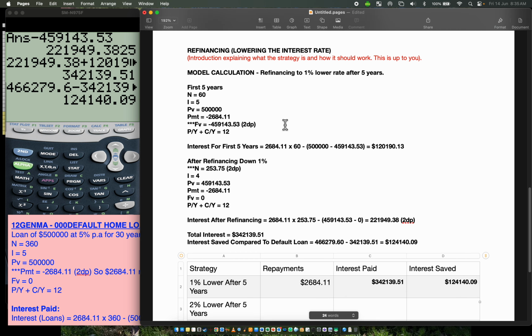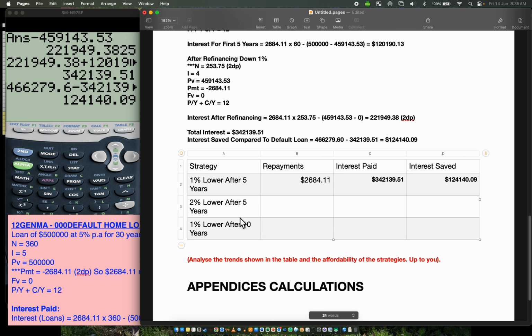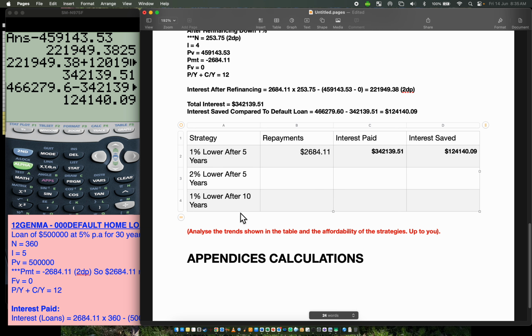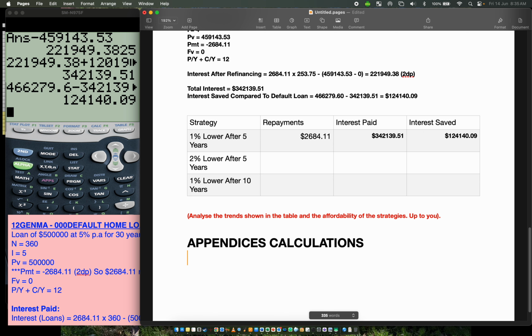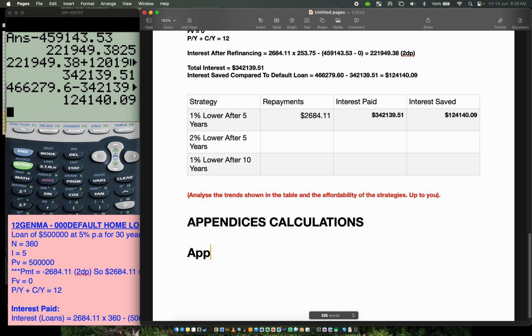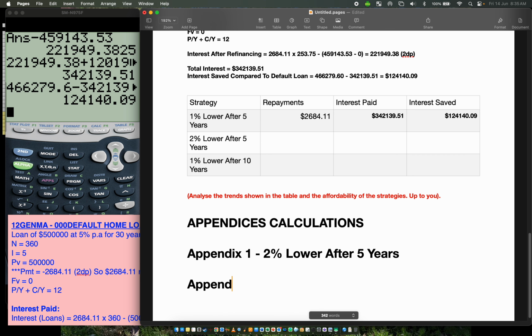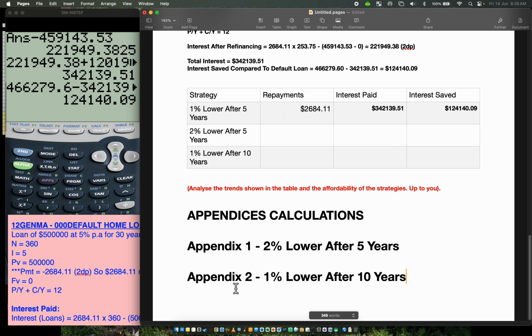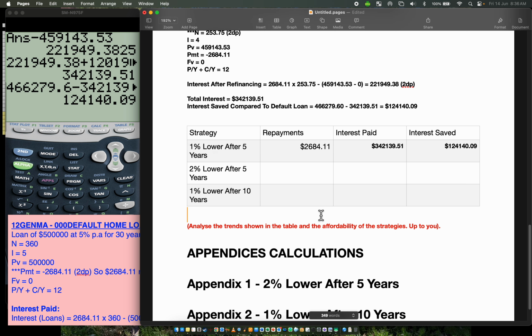Where do I do the maths? Because this is my model calculation here. Where do I do the maths for the 2% lower after 5 years and the 1% lower after 10 years? They would go in the appendices. Okay? So, Appendix 1, 2% lower after 5 years. Do the TVM solver and all the interest calculations there. Appendix 2, 1% lower after 10 years. Do all the maths underneath there. And then state some references.